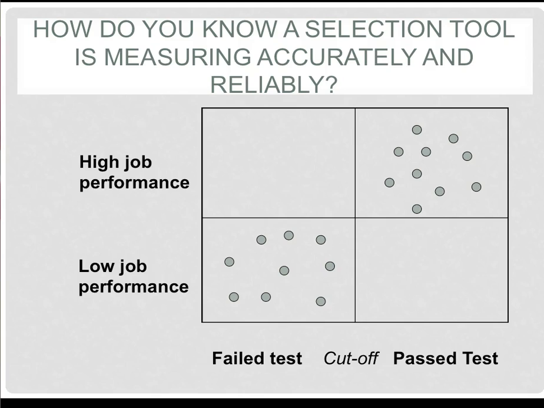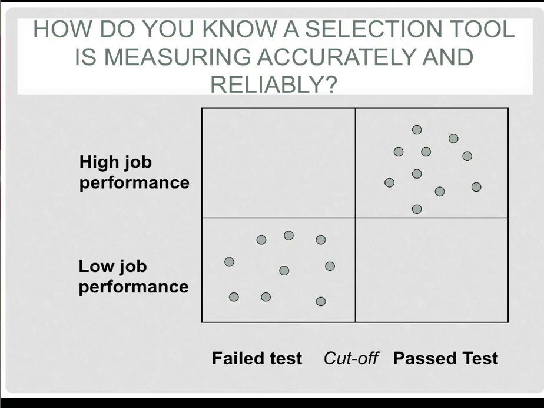So the next slide, how do you know a selection tool is measuring accurately and reliably? This is a great example of that. And I'll go into this in more detail in class because it's sort of hard to describe in just 2 dimensions, right? But in the upper right-hand quadrant is someone who did really well on the test and was predicted to be a good job performer. And the lower left-hand quadrant is someone who failed the test and also did not do well.